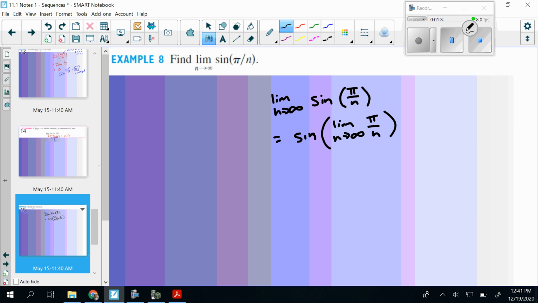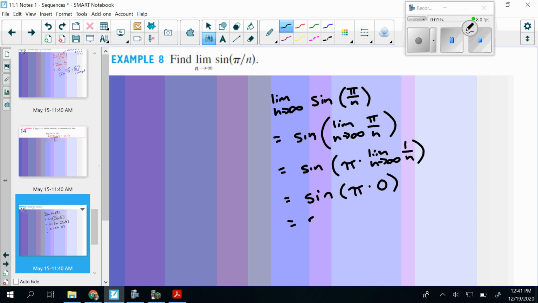Well, what is the limit of that? Pi is just a constant here, so we could also think of this as pi times the limit as n goes to infinity of just 1 over n. And we know that that limit is going to be 0. So what we end up with is sine of pi times 0, which is then just sine of 0.